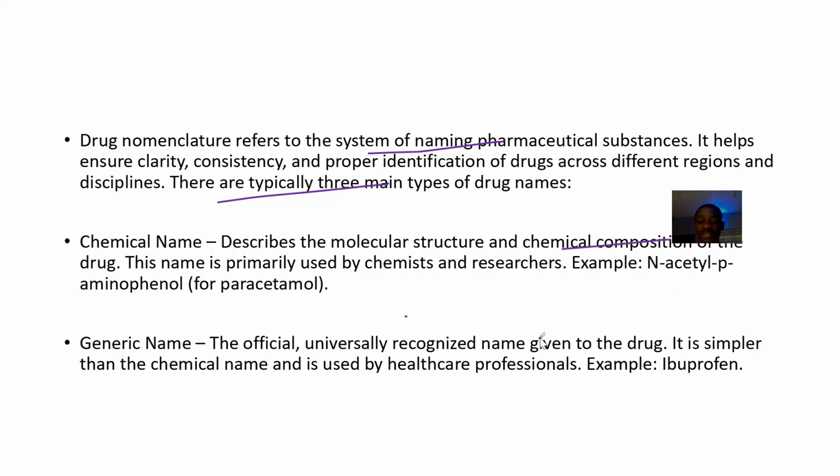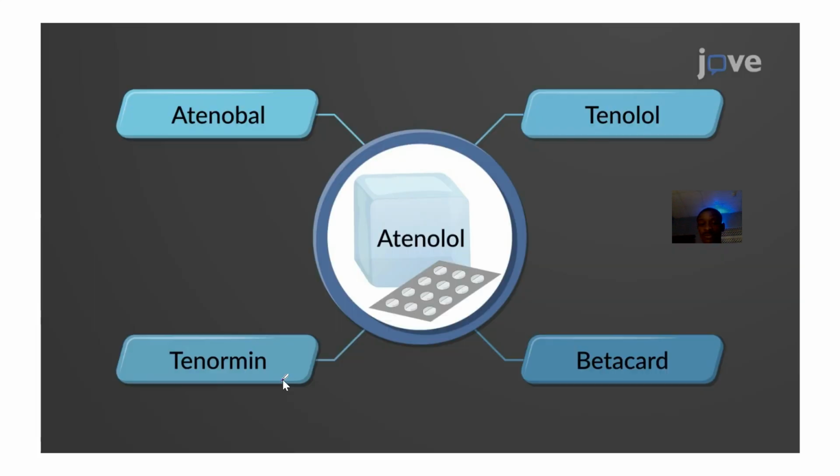Then the generic name is like the official name. The chemical name is long, so you want to break these things down so that even the layman on the street can pronounce the drug. The generic name is the universally recognized name. It is simpler than the chemical name and is used by professionals. An example is ibuprofen.